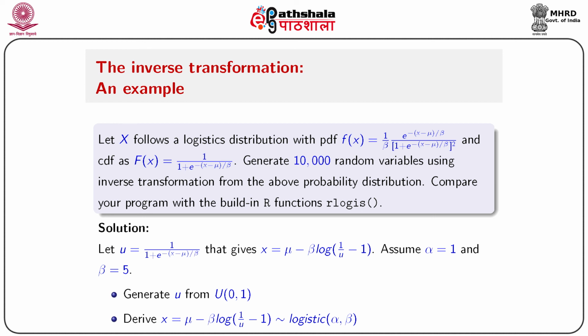Let u equal 1 by 1 plus e to the power minus (x minus mu) by beta. That gives x equals mu minus beta log (1 by u minus 1). Assume mu equals 1 and beta equals 5. Then the algorithm would be: generate u from uniform 0 1 and derive x equals mu minus beta log (1 by u minus 1), which will follow the logistic distribution with parameters mu and beta. Mu is the location and beta is the scale parameter.